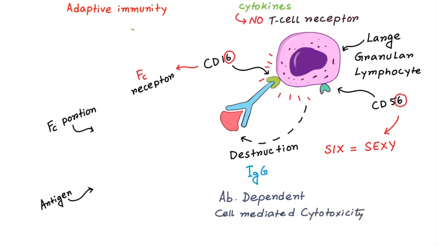So these are two mechanisms by which NK cell destroy virus infected cells and also tumor cells and antibody coated antigen.